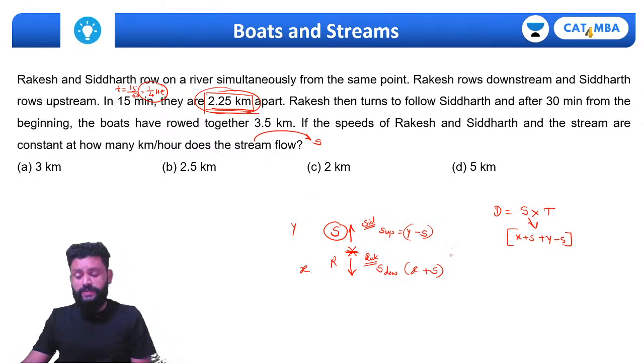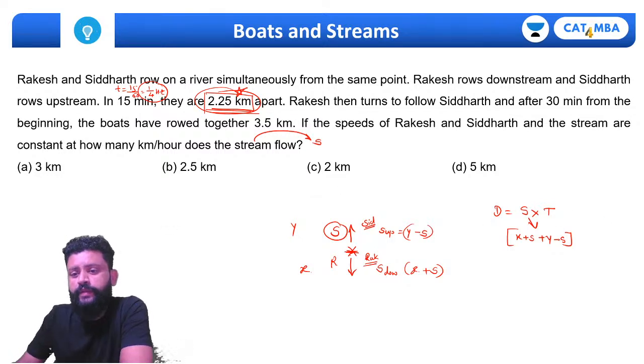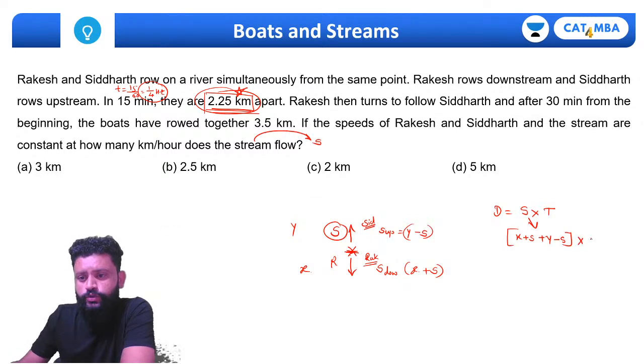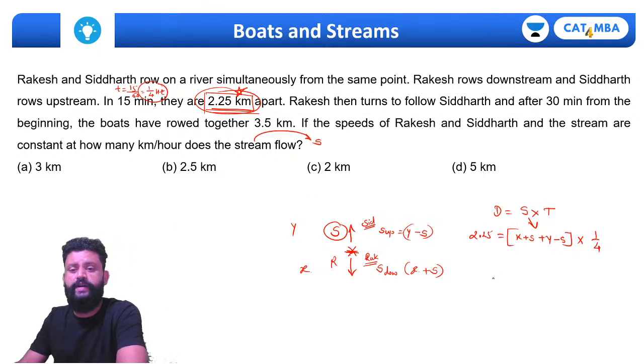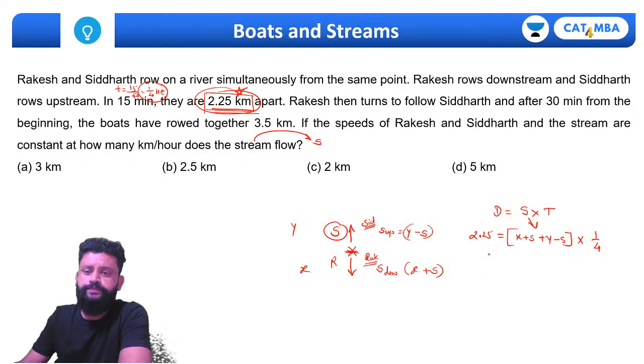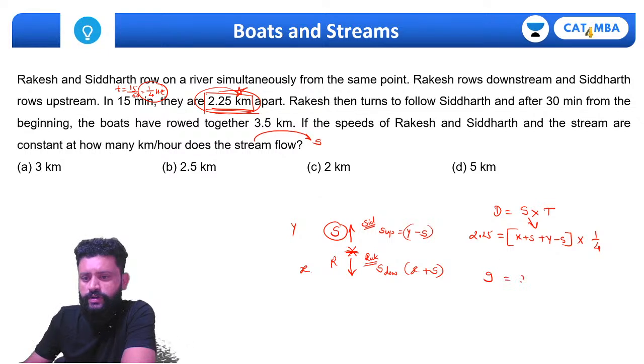Because with their combined speed this distance has been traveled, right, into t, and time we know that is 1/4 definitely, and distance is also known, that is 2.25. So let's multiply by 4 here. 2.25 times 4 will be how much? 2 times 4 is 8, so 9. So 9 is equal to x plus y.